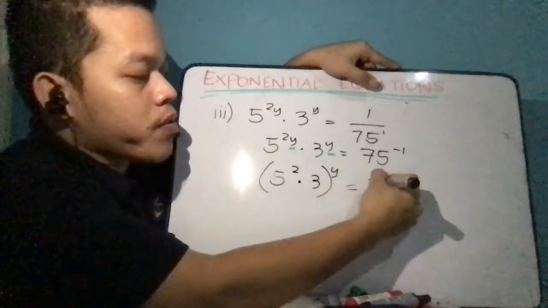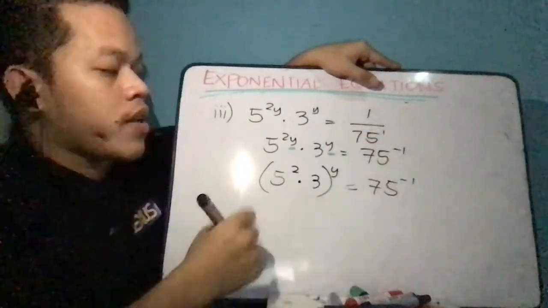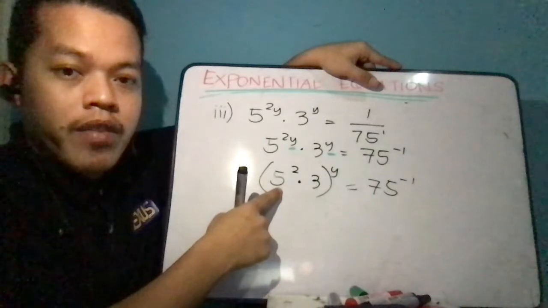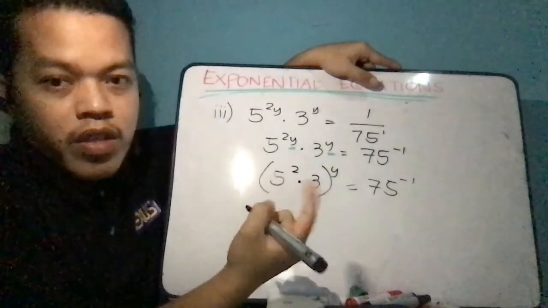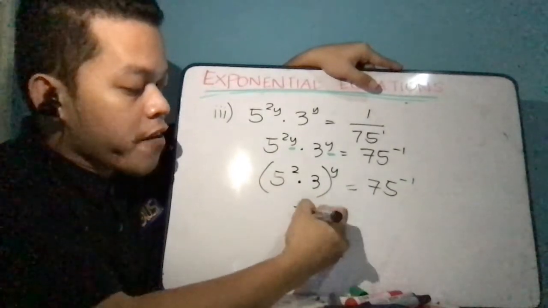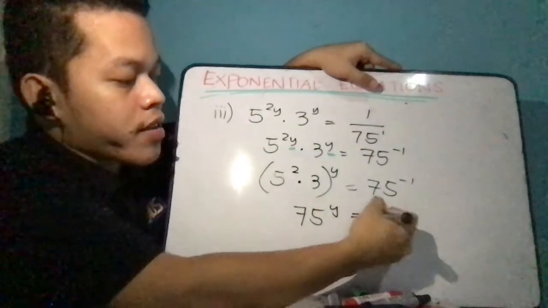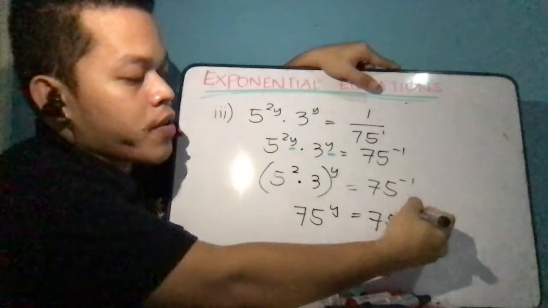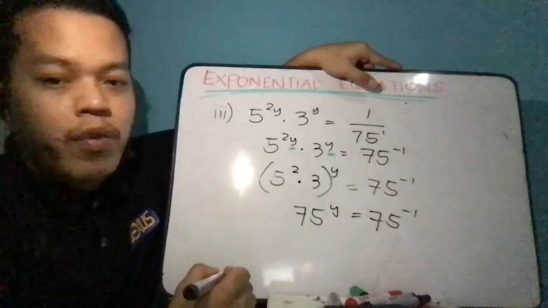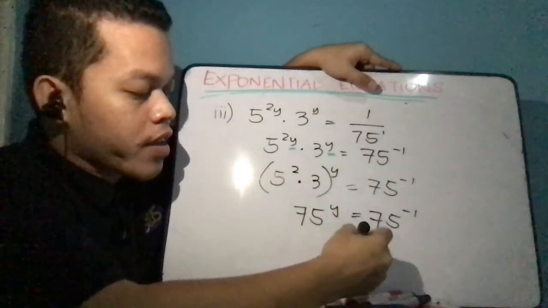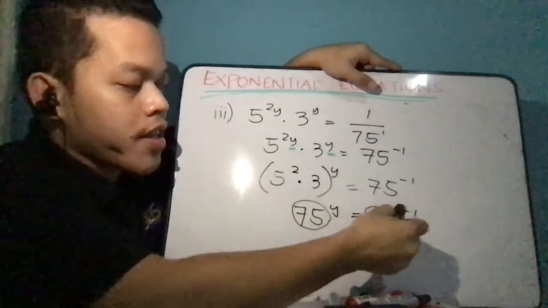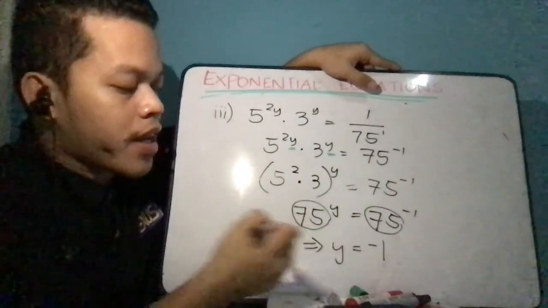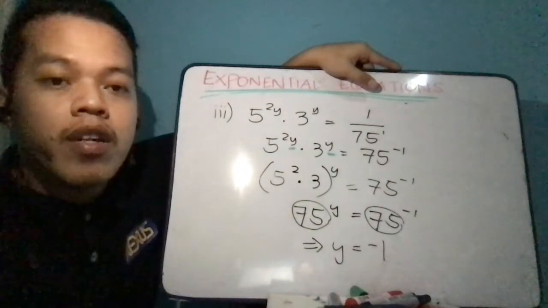That is equal to 75 to the negative 1. And as you can observe, 5 squared times 3 is equal to 25 times 3, or just 75 to the power of y. That it will be 75 to the negative 1. And when you do that, you can get y equal to negative 1. Since you already have the same basis, then this implies that we can have y equal to negative 1.